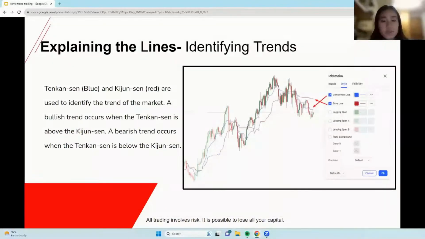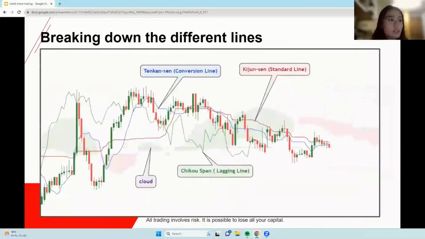Okay, next we have explaining the lines. Oh, I didn't talk about the Senkou span. Okay, so Senkou span A, or the leading span A, is the average of the conversion line and the baseline plotted 26 periods ahead of the current time. And that is a leading indicator of the trend. For Senkou span B, it is the average of the highest high and the lowest low of the past 52 periods plotted 26 periods ahead of the current time and used as a leading indicator as well.